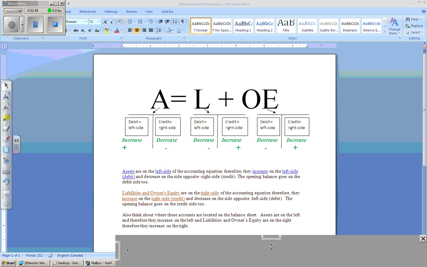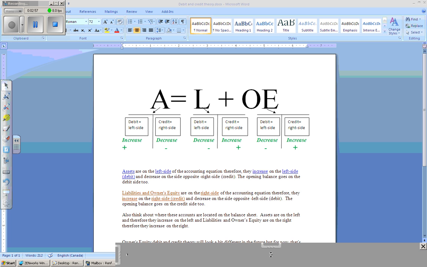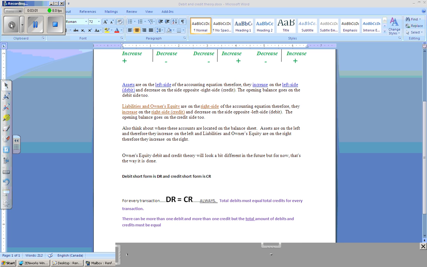Also think about where these accounts are located on the balance sheet. Assets are on the left and therefore they increase on the left, and liabilities and owner's equity are on the right and therefore they increase on the right. When we're looking at owner's equity, the debit and credit theory will look a little bit different in the future, but for now that's the way it's done.